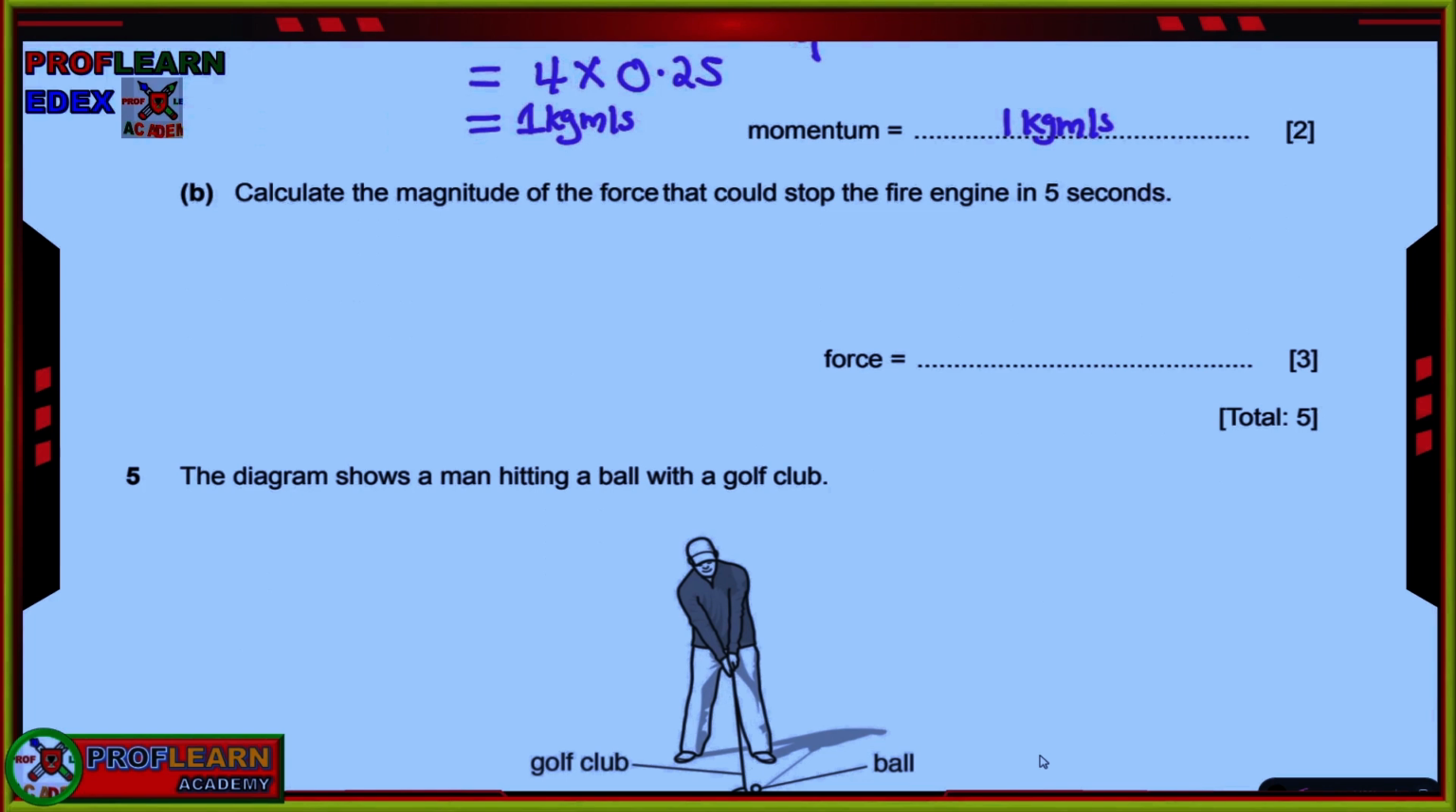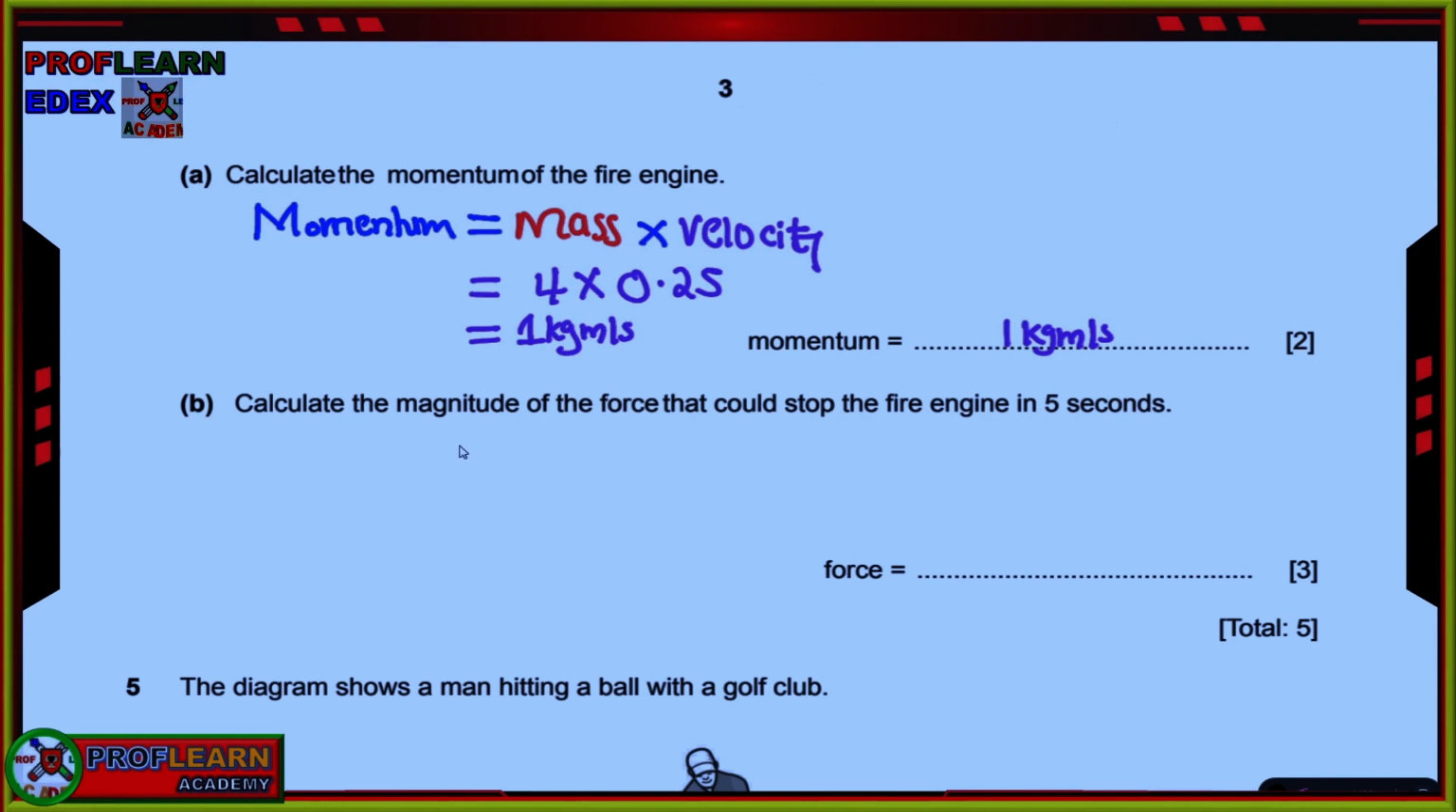To calculate the magnitude of the force to stop it in 5 seconds, we are going to work out the change in momentum. Of course, change in momentum is equal to impulse. And we know that impulse is force times time, right? And our time in this case is 5 seconds. Now, why are we using change in momentum as 1 kg meter per second? Remember, the fire engine was at rest, then it started moving. So initial momentum was 0, then the final momentum is 1. So the change in momentum remains 1.